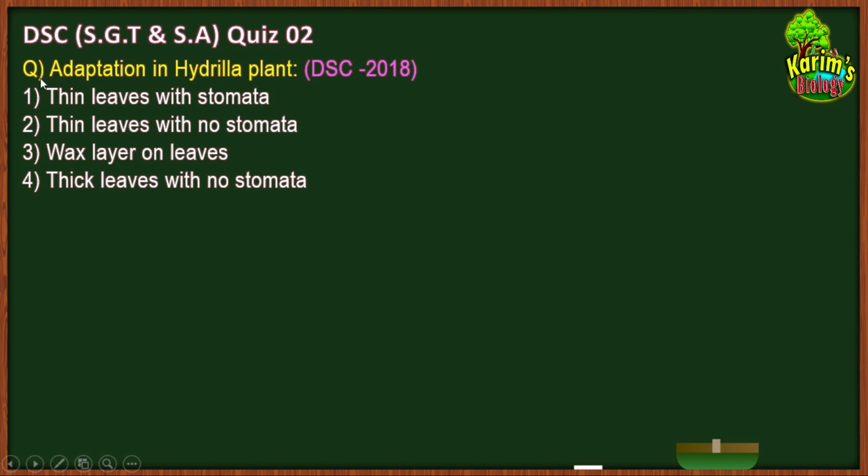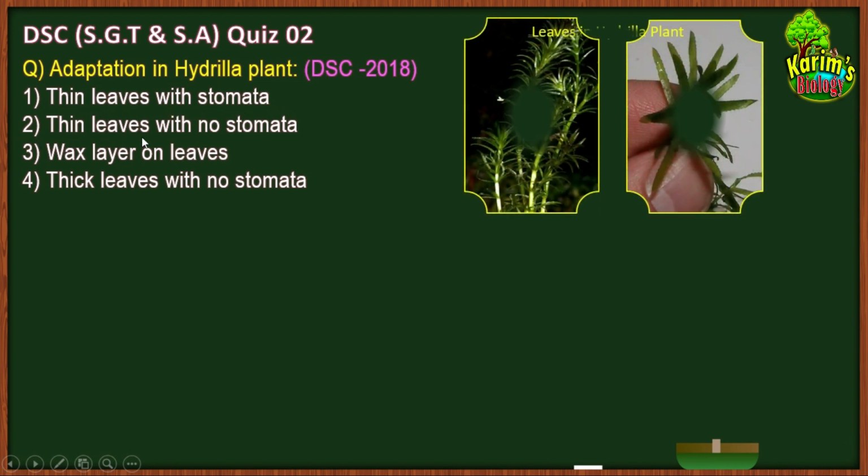Our today's question: adaptation in hydrilla plant. You have to choose which is the correct adaptation among these four in hydrilla plant. Now let us have a look at the options. The first option is thin leaves with stomata. Second option is thin leaves with no stomata, wax layer on leaves, thick leaves with no stomata.